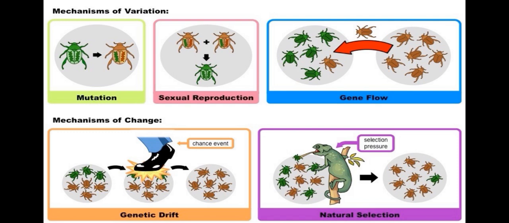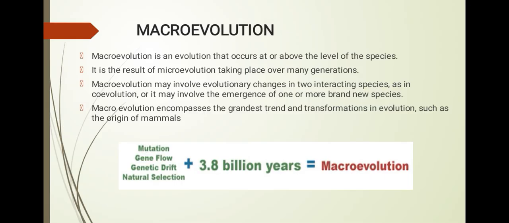Mechanisms of variation: mutation, sexual reproduction, gene flow. Mechanisms of change: genetic drift, natural selection pressure. Macroevolution. Macroevolution is evolution that occurs at or above the level of the species. It is the result of microevolution taking place over many generations. Macroevolution may involve evolutionary changes in two interacting species, as in coevolution, or it may involve the emergence of one or more brand new species. Macroevolution encompasses the greatest trends and transformations in evolution, such as the origin of mammals. So mutation, gene flow, genetic drift, natural selection, over 3.8 billion years, lead to macroevolution.